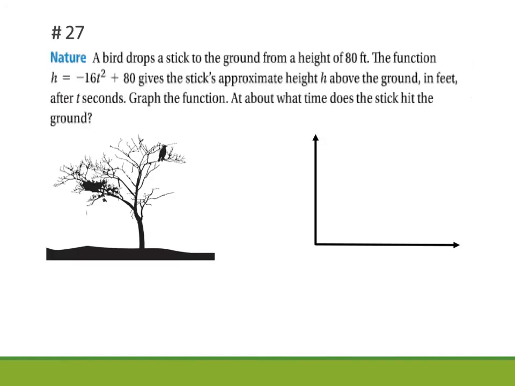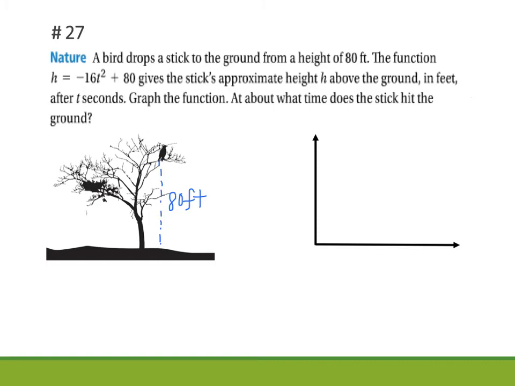Okay, so notice that I have a diagram of the situation, which is a bird in a tree. And according to the problem, the bird drops a stick to the ground from a height of 80 feet. So in our case, that means that from where the bird is to the ground is a distance of 80 feet. And the bird is going to drop a stick. So what we really want to know is, what time does the stick hit the ground?